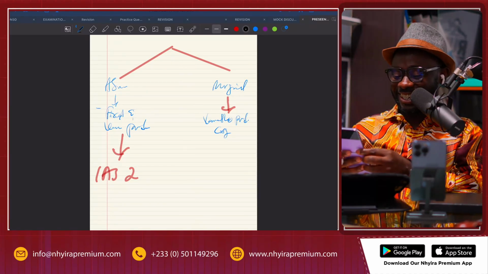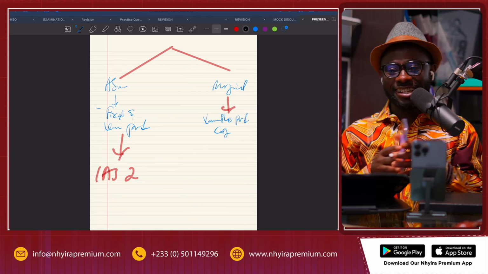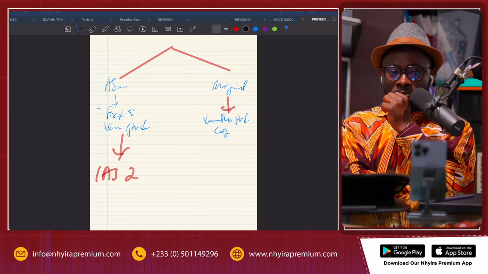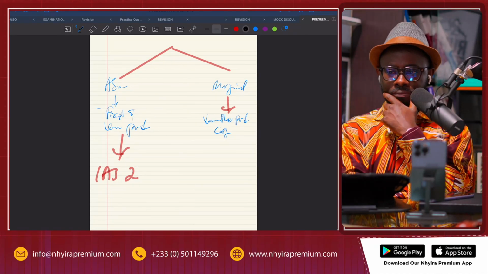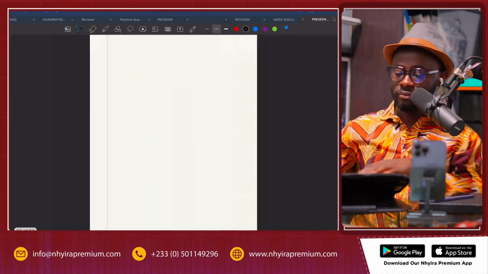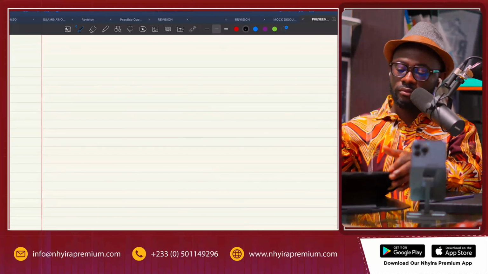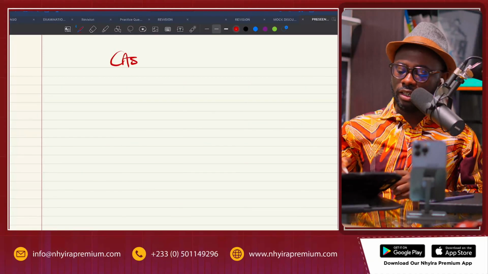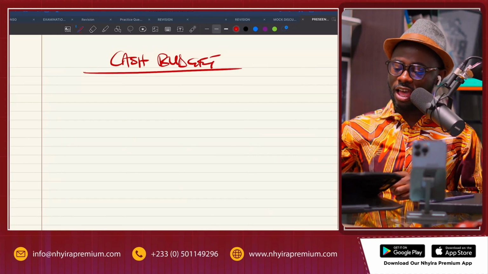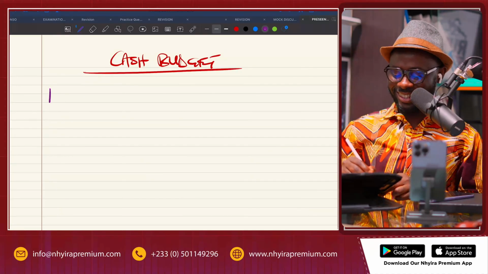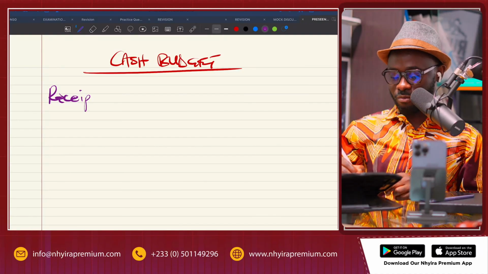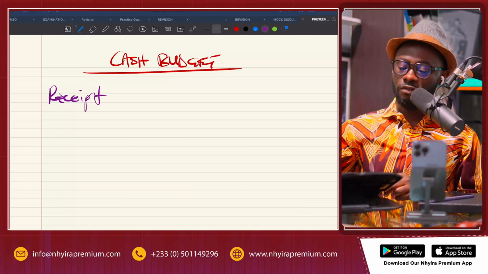Yeah, so with the cash budget, aside from the revenues that we have, what other information do we need to add up? Okay, so we're going to have the receipts. This is the pro forma. We're going to have the receipts.